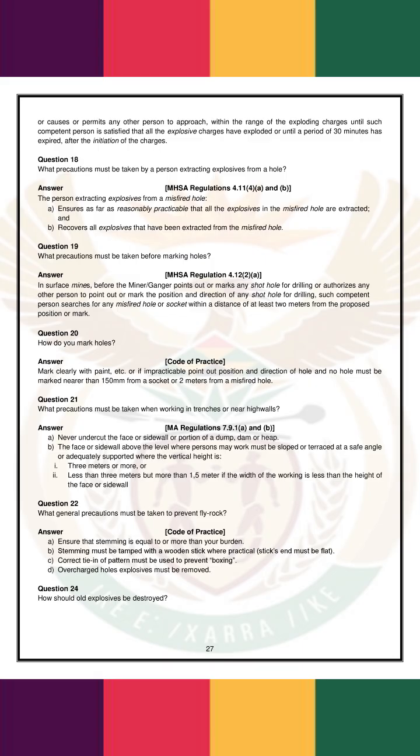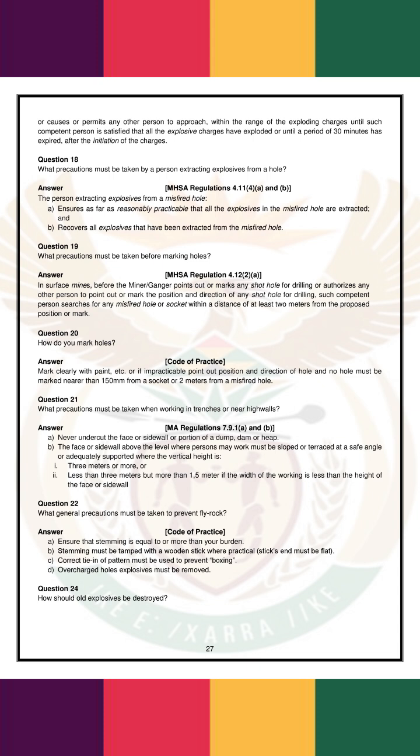Question 21. What precautions must be taken when working in trenches or near high walls? A. Never undercut the face or sidewall or portion of a dump, dam, or heap. B. The face or sidewall above the level where persons may work must be sloped or terraced at a safe angle or adequately supported where the vertical height is: i, 3 meters or more, or ii, less than 3 meters but more than 1.5 meters if the width of the working is less than the height of the face or sidewall.